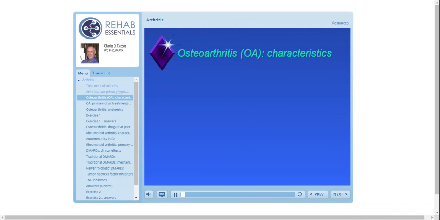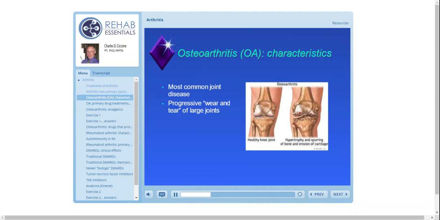So as we look at osteoarthritis, the characteristics, it is the most common joint disease. If we look at all the things that can happen to our patients' joints, including other types of arthritis, osteoarthritis is by far the most prevalent. And it's typically attributed to a progressive wear and tear of the large joints, like the hips and knees.